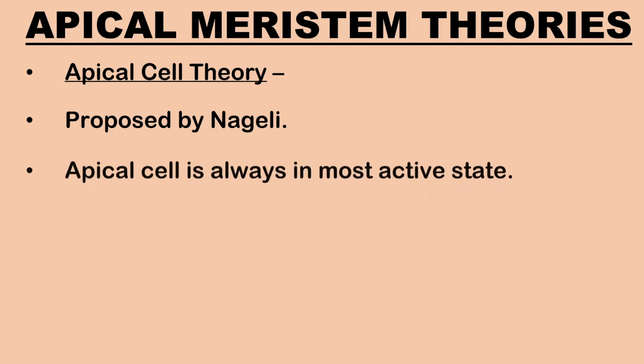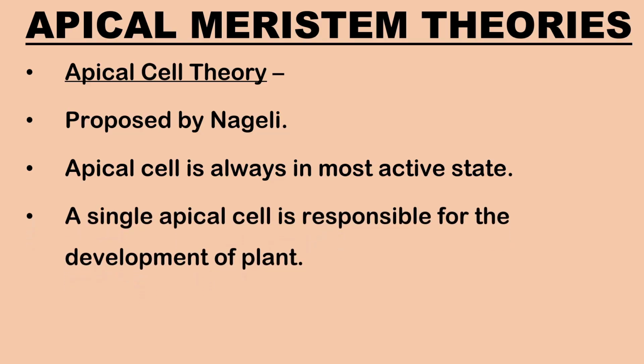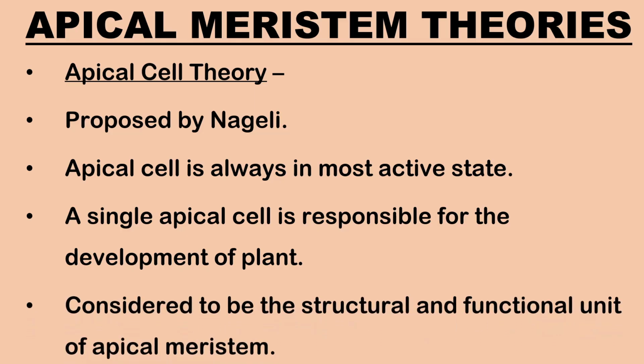Apical cell theory was proposed by Nageli. The apical cell of a shoot is always found to be in the most active state. According to the apical cell theory, a single apical cell known as the apical initial is responsible for the development of all the aerial parts of the plant. It is considered to be the structural and functional unit of apical meristem.